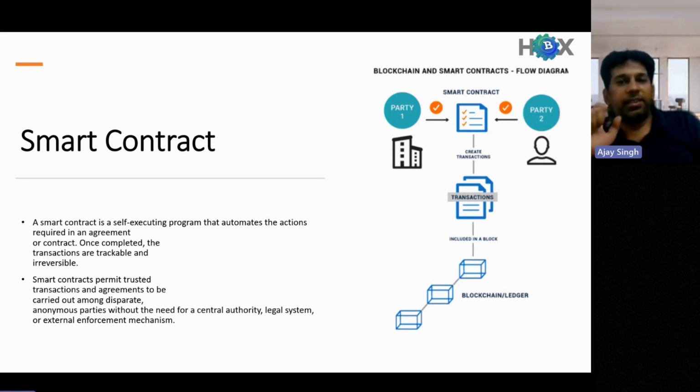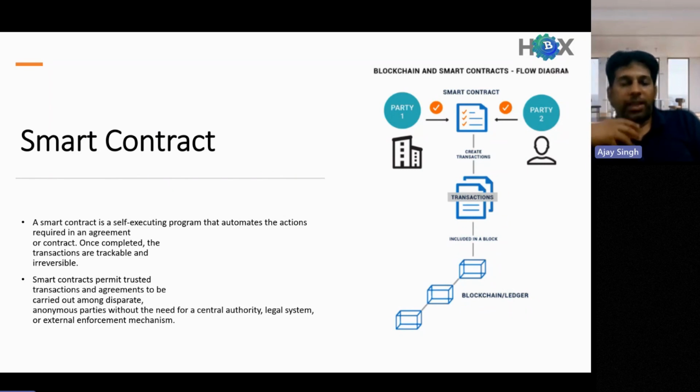Since whatever happens gets recorded on the blockchain, transactions become trackable and shared across the world. They become irreversible because these transactions are recorded chronologically in a cryptographic hash fashion, and the ledger is appended. This also permits trusted transactions and agreements to be carried out among disparate and anonymous parties without the need of a central authority.